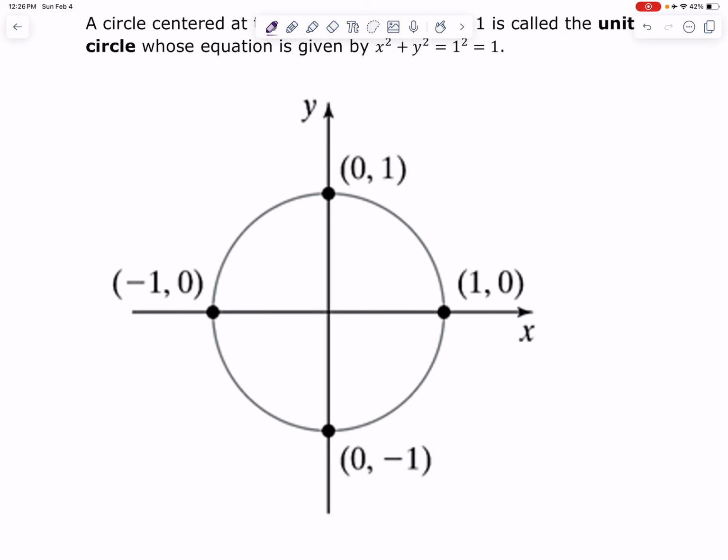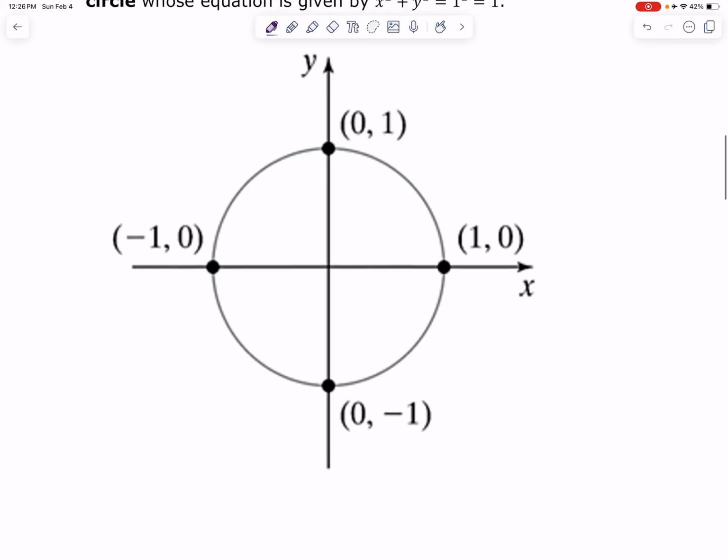A couple of things I want to point out. When we take a look at this, centered at the origin with radius 1, we know 4 ordered pairs right off the bat. So here at 0 degrees or 0 radians, we have this ordered pair (1, 0).